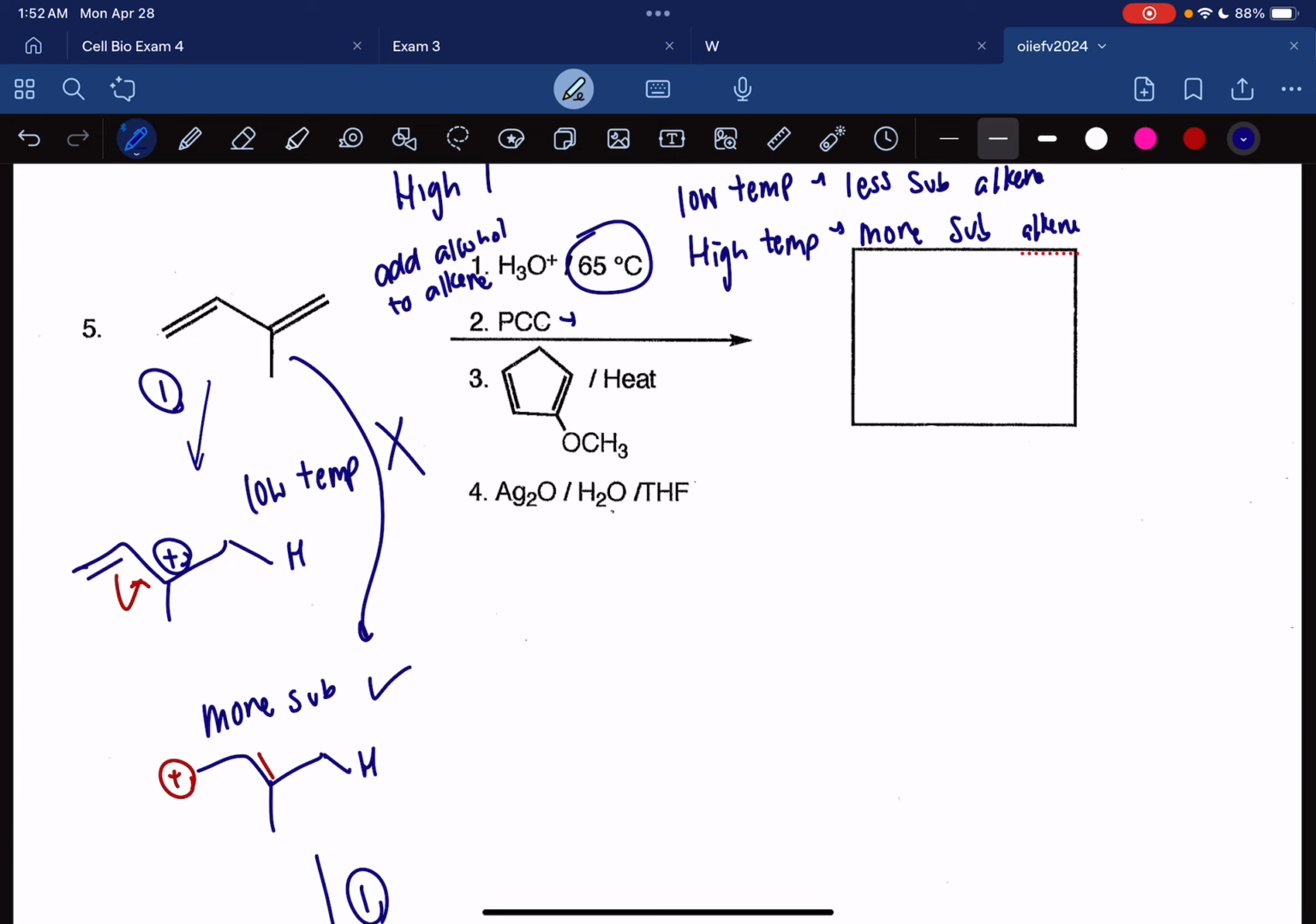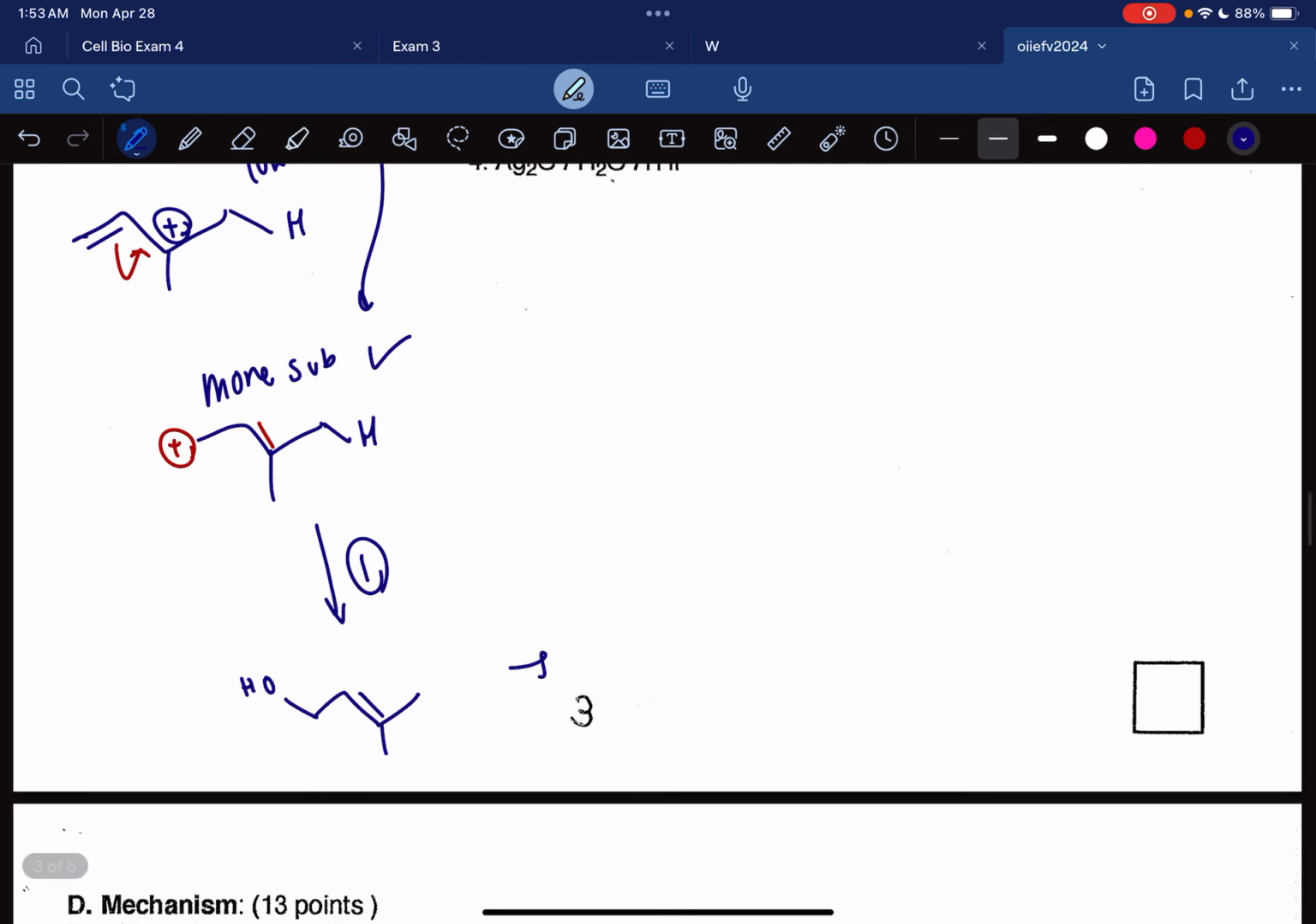But then the second step, PCC, this just takes the alcohol. So it takes a primary alcohol to an aldehyde. So in this case, we have a primary alcohol, so our step 2 is going to be an aldehyde. So that looks like this. Draw this in here. Okay. So this will just turn to double bond OH. So now you have an aldehyde, okay?